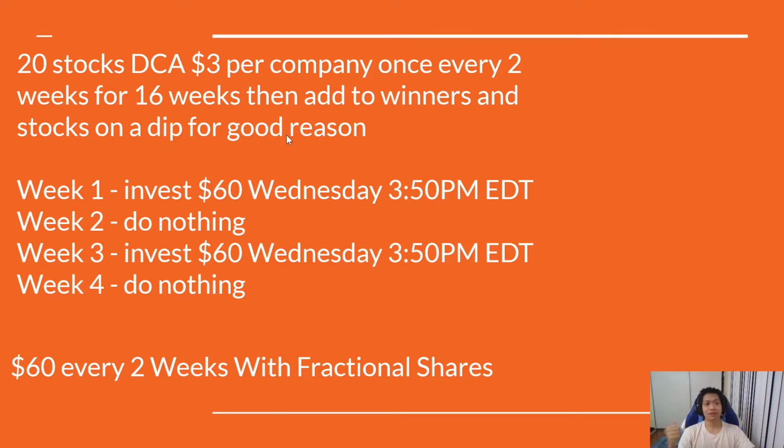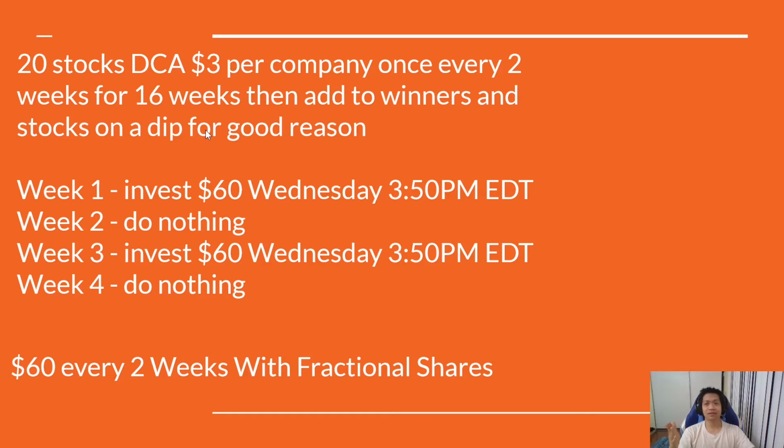So, for example, for week one, we're going to invest $60 on Wednesday. I just chose a day at random. I like Wednesdays at 3:50 p.m. Eastern Daylight Time. If you're doing it on your own and you want to do it differently, you can do it like on a Monday at 1 p.m. Eastern Daylight Time, or instead of every 2 weeks, you can do it every 3 weeks. However you like. This is just how I like to do it. But yeah, week one, $60 Wednesday, 3:50 p.m. EDT. Week two, do nothing. Week three, we're going to be doing that again, same thing as week one. Week four, do nothing, and then so on and so forth for the first 16 weeks.